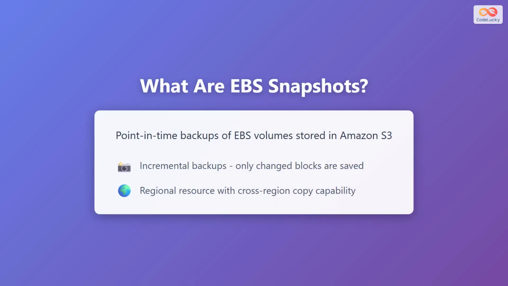EBS snapshots are point-in-time backups of your Elastic Block Store volumes. These backups are automatically stored in Amazon S3, providing durable and reliable storage. Snapshots work incrementally, meaning only the blocks that have changed since your last snapshot are saved. This makes them highly efficient and cost-effective. Snapshots are regional resources, but you can copy them across regions when needed for disaster recovery or data migration purposes.